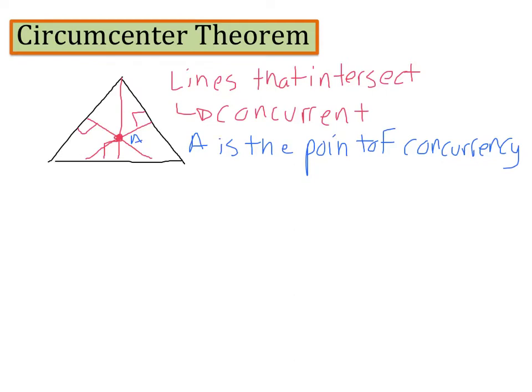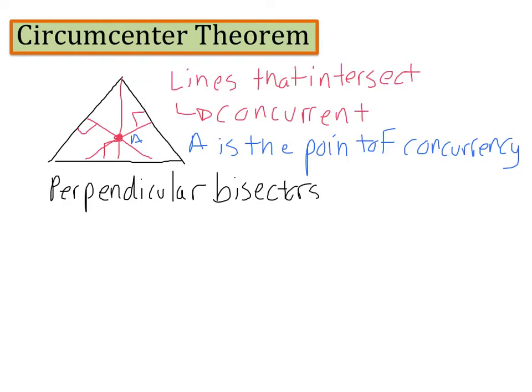Now there are different types of point of concurrencies, and they're specific to what you're talking about. So here we're talking about perpendicular bisectors. So when you have perpendicular bisectors that are intersecting, that are concurrent, we call that point of concurrency the circumcenter of the triangle. So the circumcenter is specific just to perpendicular bisectors.